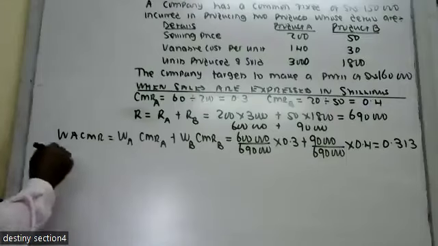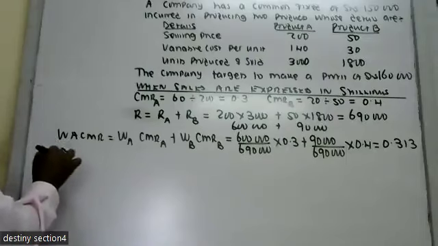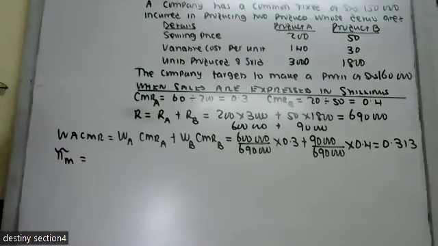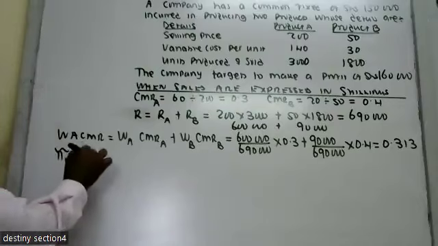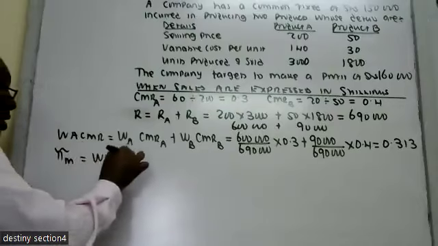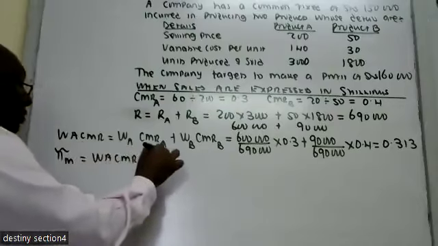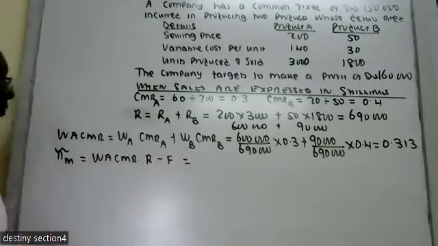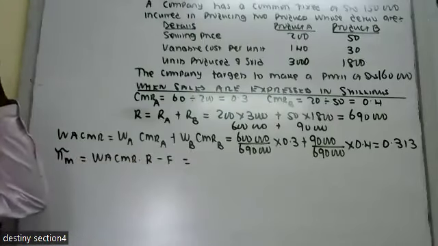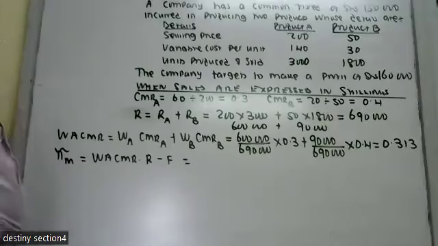Okay, so the profits made are given as WACMR, you multiply by revenue, you minus the fixed cost. That is the formula for the profits made.